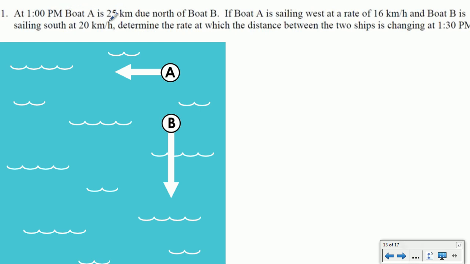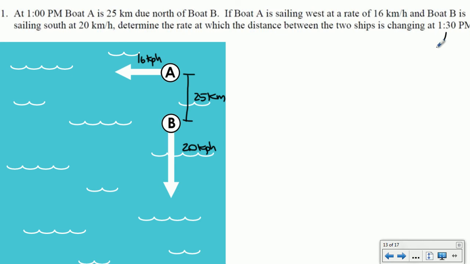So the first thing we have, 25 kilometers due north. So we know this distance here is 25 kilometers. Something else we know, boat A is sailing due west at 16 kilometers per hour. Another bit of information we have is boat B is sailing south at 20 kilometers per hour. And we need to determine the rate at which the distance between the two ships is changing at 1:30 p.m.